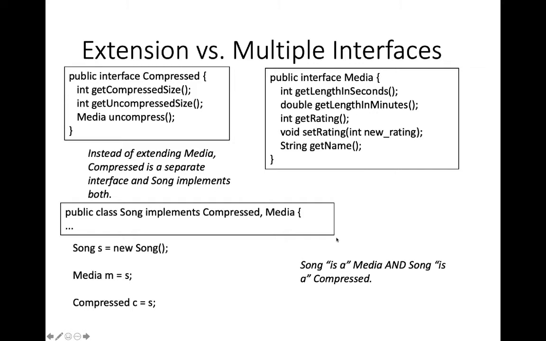And then I can use it again, so now my song object has an is-a relationship with compressed, and my song object has an is-a relationship with media, and I can use that song object wherever I need a compressed object or wherever I need a media object because those is-a relationships exist.